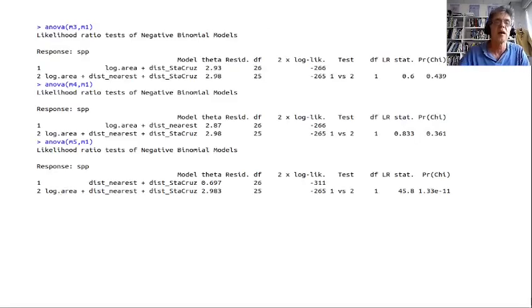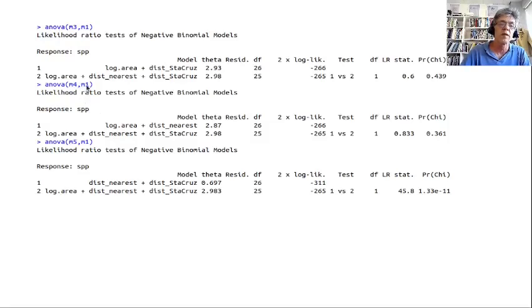So here I am simply comparing M3, which is a special case of M1, with the likelihood ratio test, and this says that there is no statistically significant difference between these two models. So we could choose between M3 and M1, and I would choose M3 because it's simpler. It doesn't have the distance to the nearest island. Likewise, when I compare M4, which is a special case of M1, I see that there is no statistically significant difference, and I could then choose between the two.